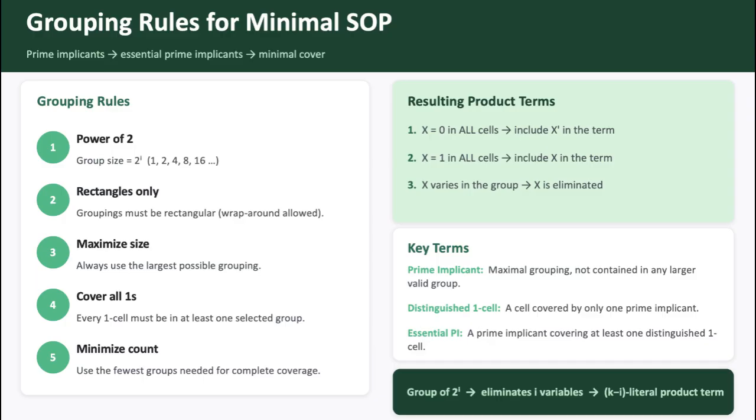You have no choice but to include it. A distinguished one cell is any one cell covered by exactly one prime implicant. Find these first. They lock in your essential prime implicants immediately.